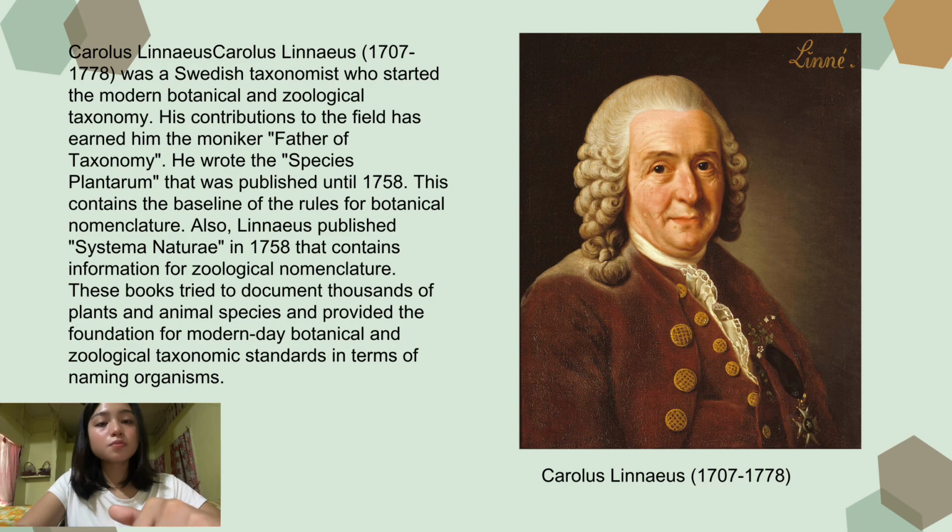Also, Linnaeus published Systema Naturae in 1758 that contains information for zoological nomenclature. This book tried to document thousands of plant and animal species and provided the foundation for modern-day botanical and zoological taxonomic standards in terms of naming organisms.